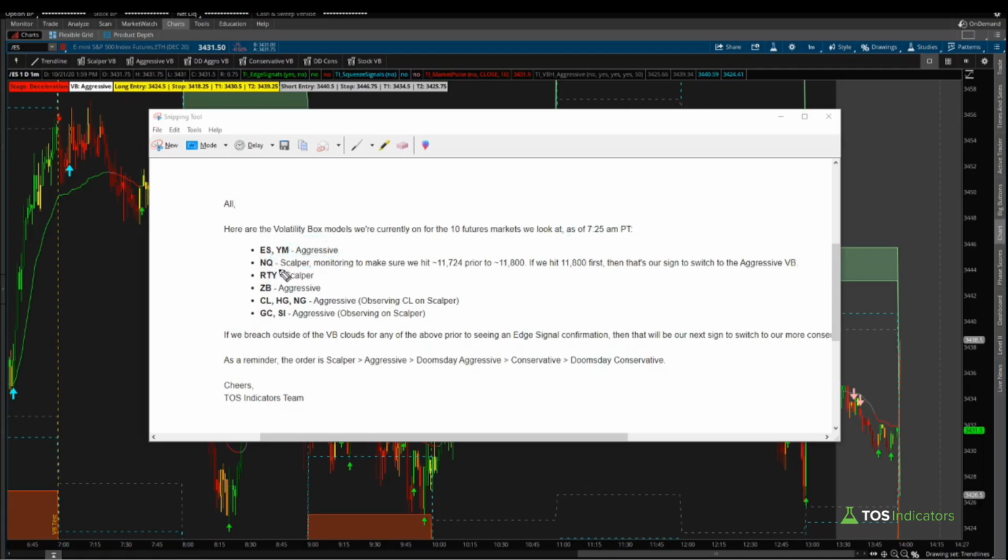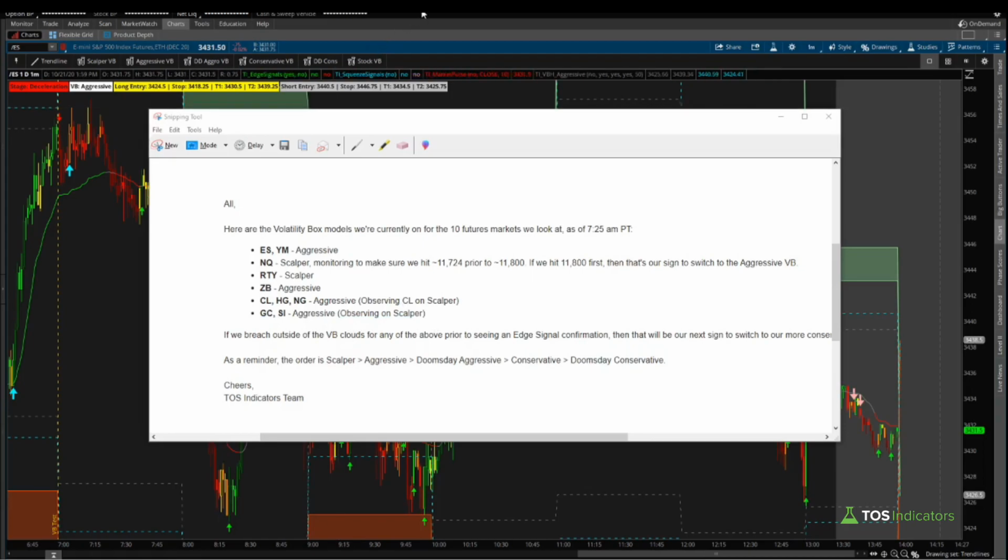Then the Nasdaq was on the scalper, but with an active test. So we were checking to see if we hit 11,724 first or 11,800, and then based on that, we then know which volatility box we should be using. And then the Russell was via our scalper volatility box. Then outside of that, the other markets we look at, so the bonds were on the aggressive volatility box. Then crude, copper, and natural gas also on the aggressive, with crude being observed on the scalper. And then gold and silver also on the aggressive volatility box, also being observed on the scalper.